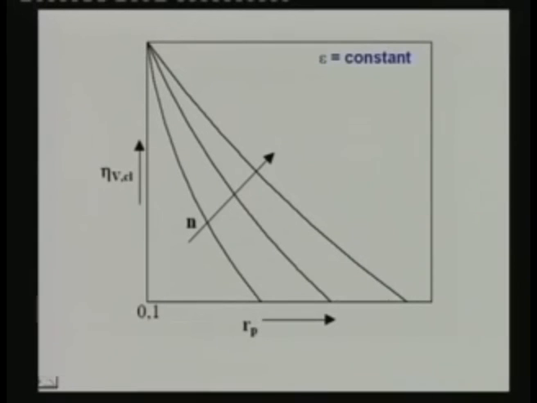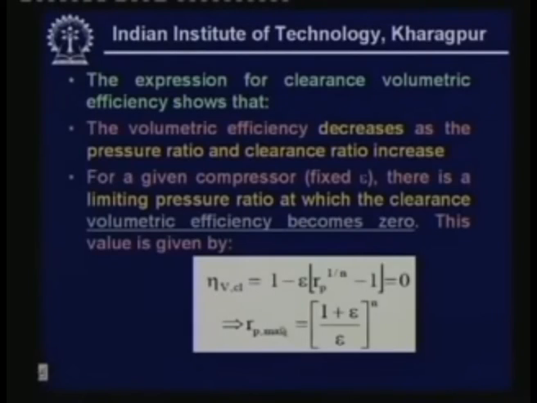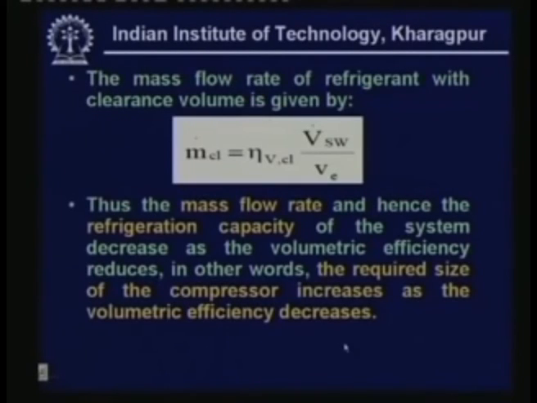So if you are plotting the clearance volumetric efficiency versus the pressure ratio for different values of the index of compression, you get this kind of curve. Here the efficiency is 0 and here the efficiency is 1, and the Rp varies from a value of 1 to some value. And at this point, that means for this n, at this limiting value of Rp, the volumetric efficiency becomes 0.